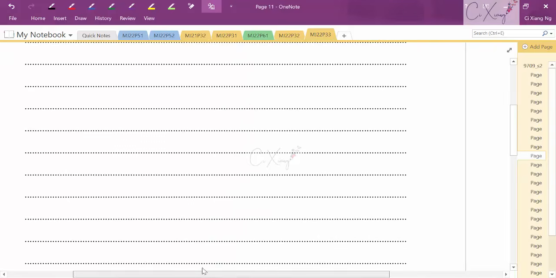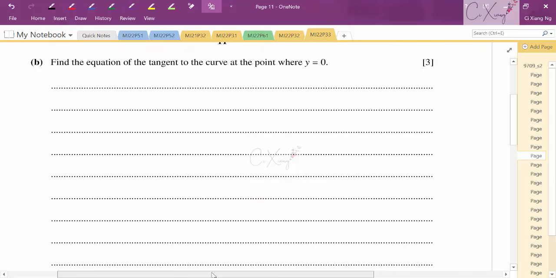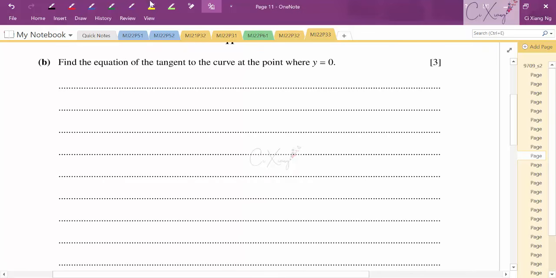Okay, so for question number 6, part B, they are asking for the equation of the tangent to the curve when y equals 0. To form the equation of the tangent, we need the gradient of the tangent, and we also need a passing point. So first of all, we need to know the value of t and also the x when y equals 0.